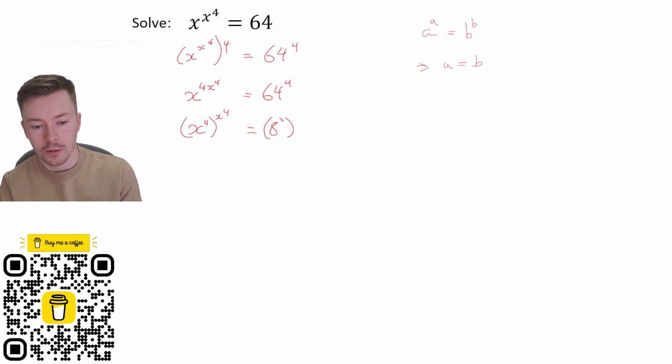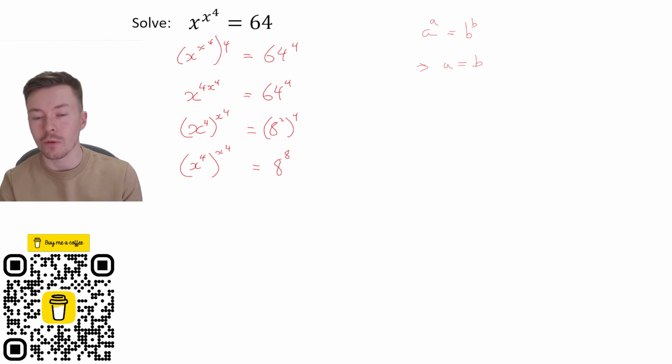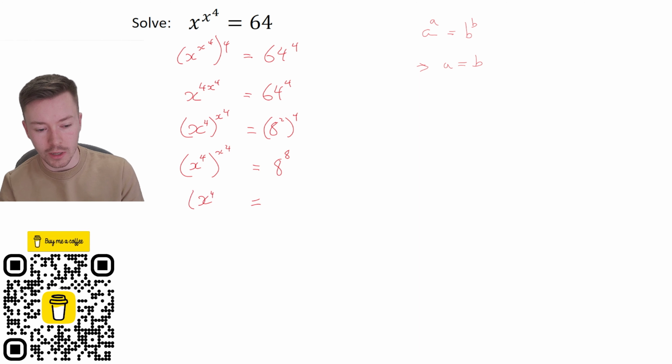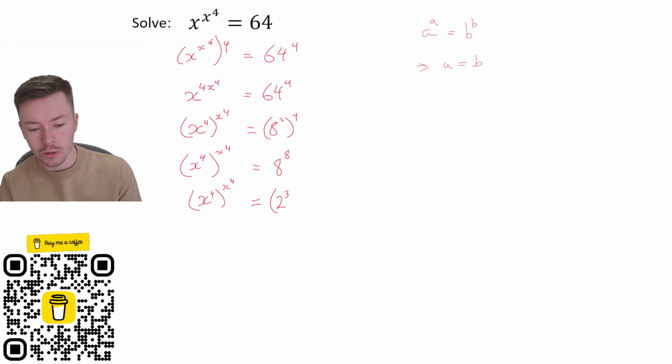8 squared to the power of 4. Now what that's going to give me is x to the power of 4 to the power of x to the power of 4 equal to, multiplying my powers, 8 to the power of 8. And so we do have a situation now where we've got b to the power of b. What I am going to do next is simplify the right-hand side in terms of powers. The left-hand side is still going to stay the same, and then the 8s, I can write those as 2 cubed to the power of 2 cubed.